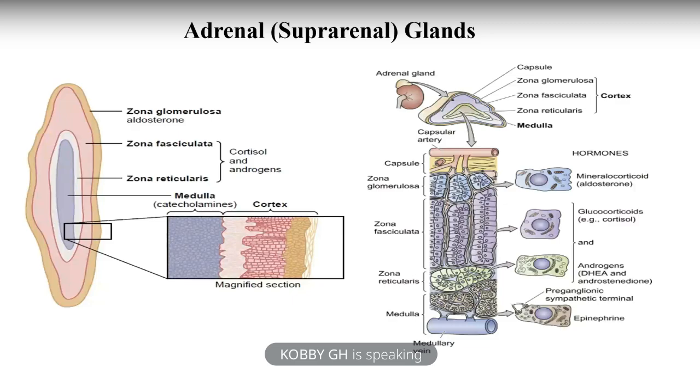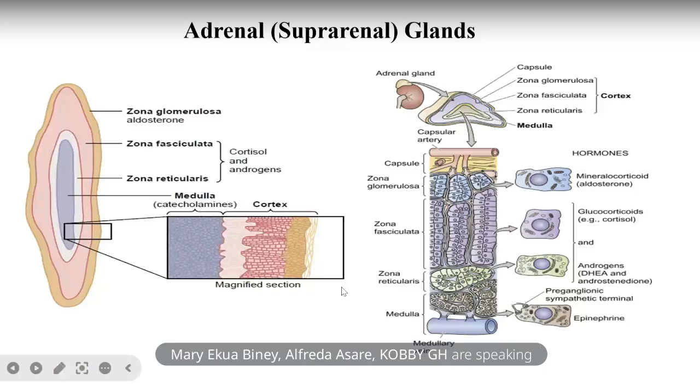We have the zona reticularis. What does the reticularis produce? The sex hormones. We have the zona fasciculata. What does it produce? The glucocorticoids or the cortisol. The zona glomerulosa. What does it produce? Mineralocorticoids, aldosterone. So what hormones does the adrenal medulla produce? The catecholamines. What are the catecholamines? Epinephrine and norepinephrine. Okay, now let's come to the cortex.